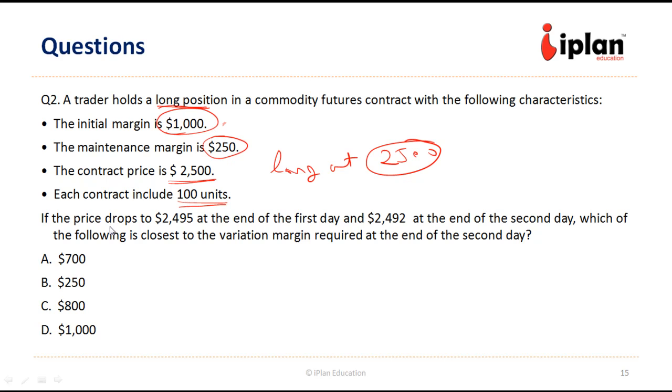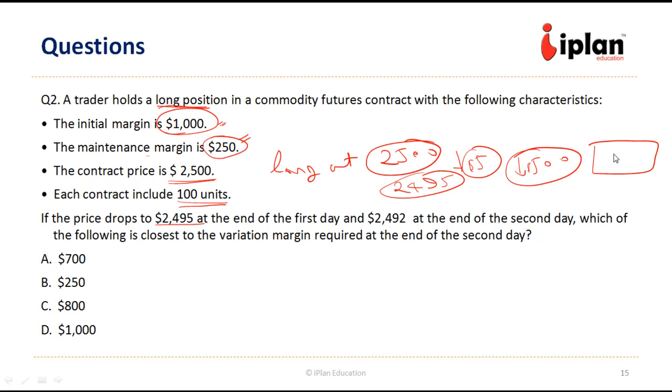Initial margin is 1,000. So the price drops to 2,495. So there's a drop of $5. And since there are 100 units, there will be a drop of $500. Initial margin is $1,000 and maintenance margin is $250. So our margin remains 500. 1,000 minus 500 is $500. So there will be no maintenance margin call at the end of the first day.